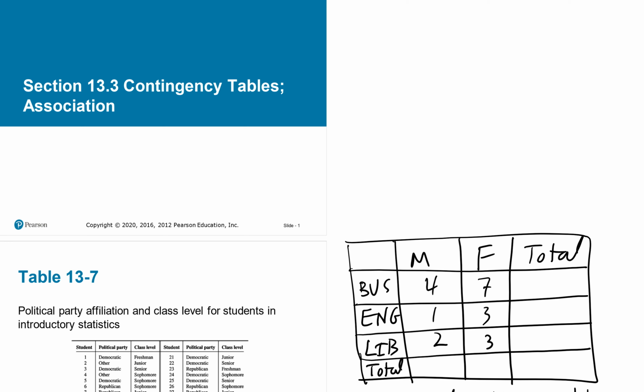Section 13.3 Contingency Tables Association. Some people call it two-way tables. Two-way tables, you can go horizontally or vertically. To start with this, we introduced this before, maybe back in chapter 4.